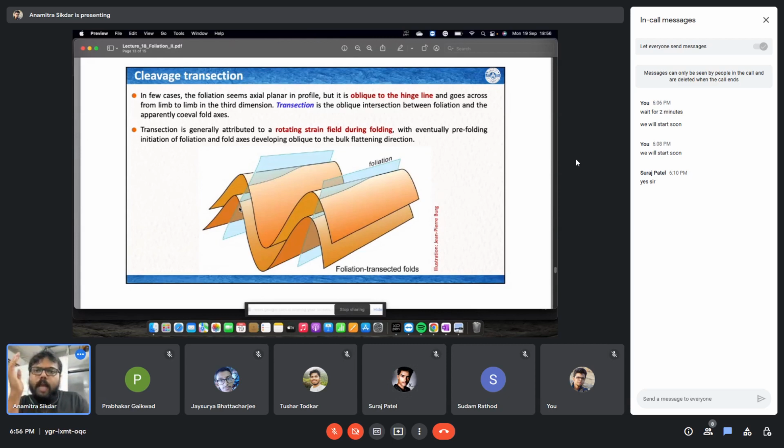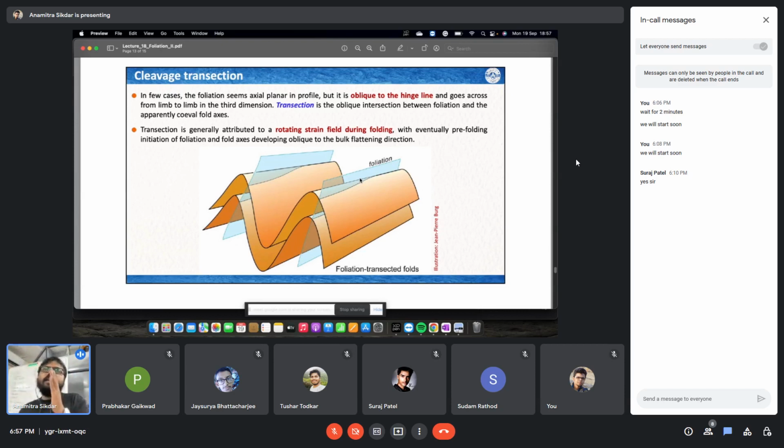And the hinge line is the line which connects the maximum curvature. So when those things are oblique, this will produce some kind of intersection. Usually the intersection between foliation and the hinge line, so hinge line is basically the intersection between the fold forming surface and the axial planes or the foliations. But sometimes it may not happen.